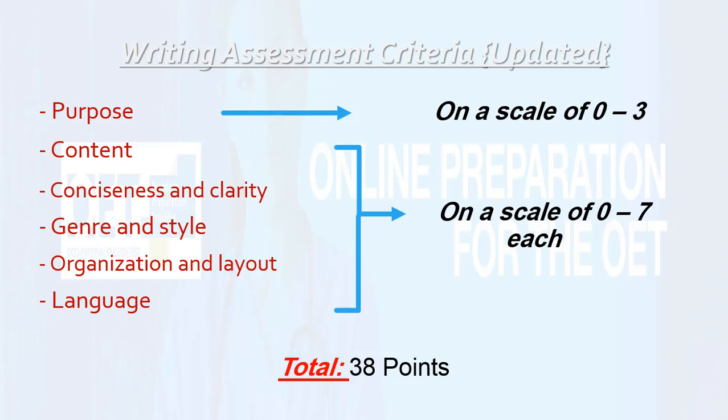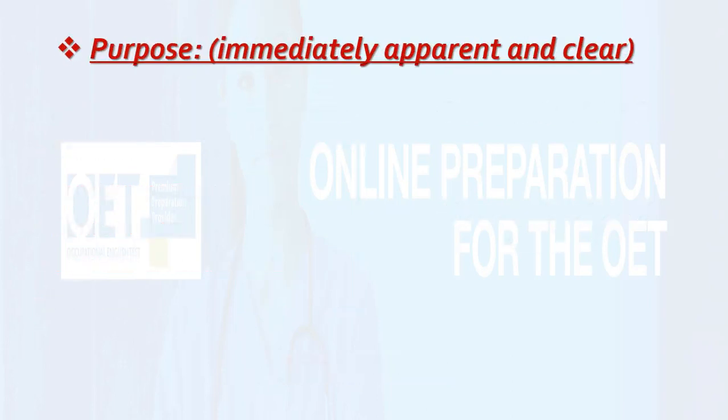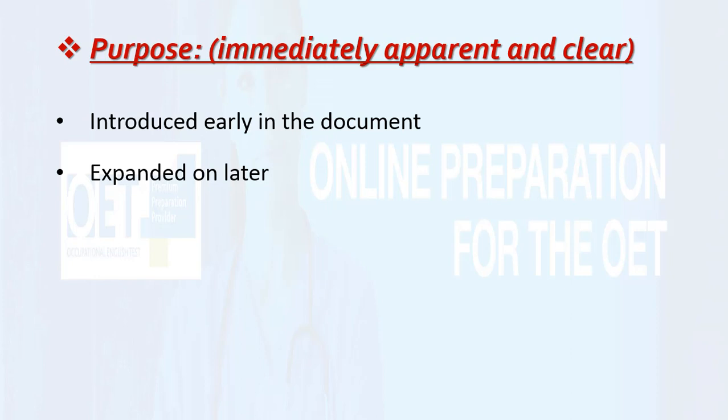What do you mean exactly? So let's have a look at them in detail to show you what each of them means. The first one is the purpose, like the overall task achievement, but on its own now. Is it immediately apparent and clear? This is the main idea about the purpose. Is it introduced early in the document? And is it expanded on later? It's not just about mentioning the purpose, it's also about explaining it and giving more details about it later in the letter.